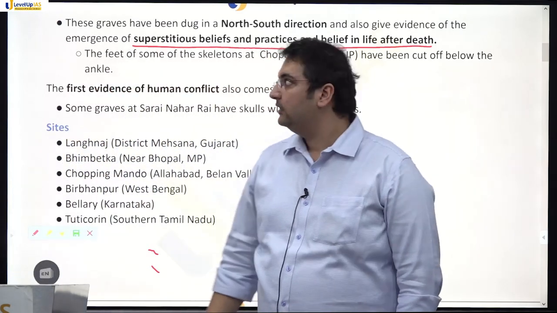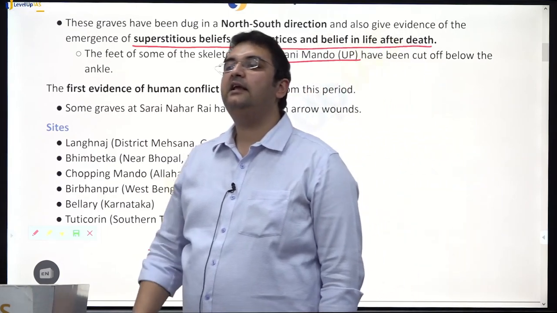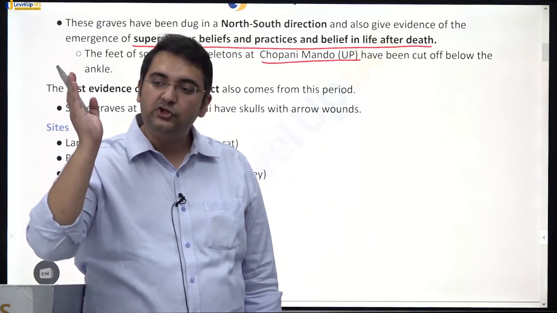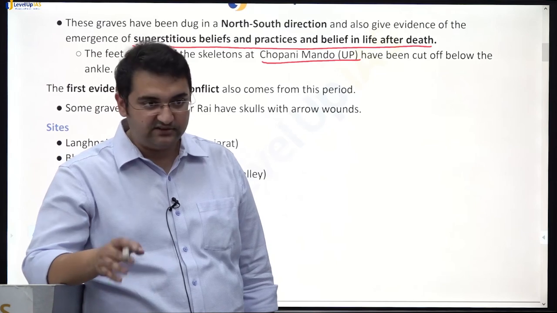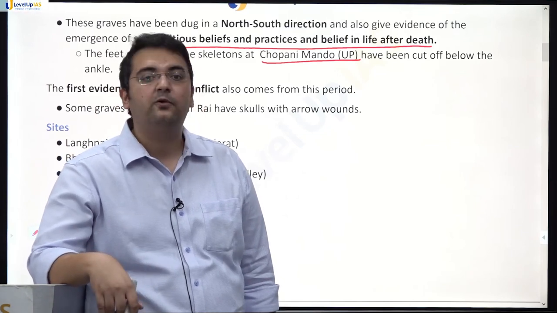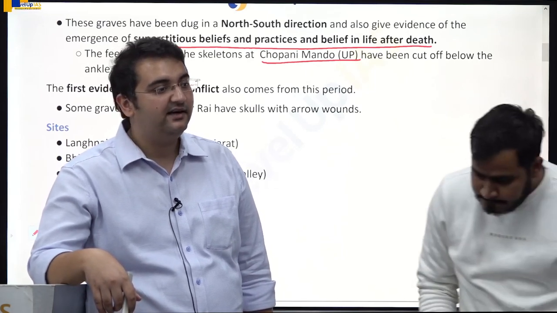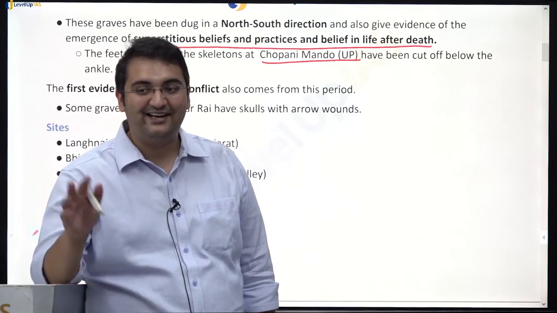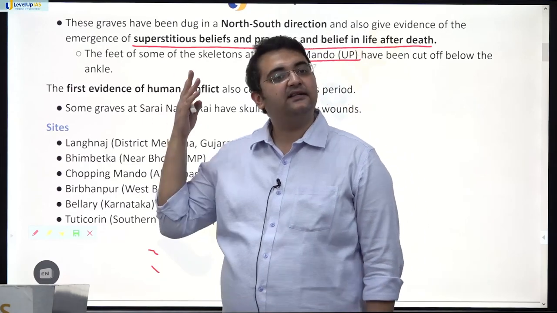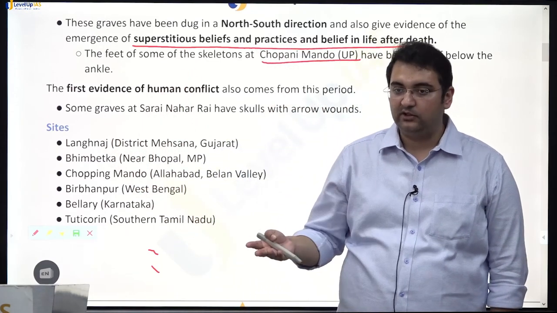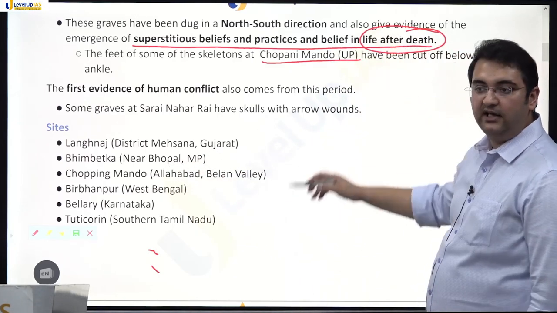How do we know this? There's a place called Chopani Mando, once again in UP, where the feet of the skeletons have been chopped off below the ankles post-mortem. That is, after the person died, his feet were chopped off. Why do you think this was? Because the people feared that in the dead of the night when everybody is sleeping, somebody might emerge out of the grave and start chasing them. So these people probably believed that there were things such as ghosts and spirits also. And this also tells us that they believed in the concept of life after death.